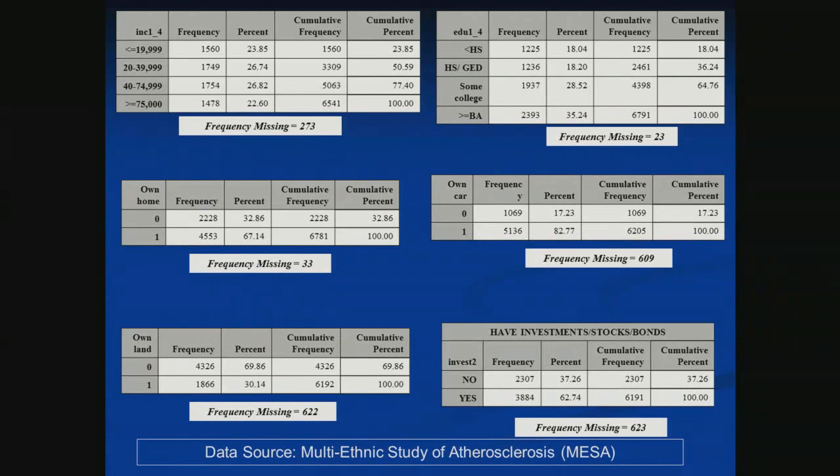The first is income in the top left. On the right is education. So we kind of put it into these categories. For income, we didn't have a continuous measure. We had kind of ranges that people checked off. So they were categorical anyway. For education, we didn't have a continuous measure. We had them say their highest degree attainment. And then we had 4 additional measures of wealth: if they owned a home, if they owned land, if they had a car, and if they had investments.